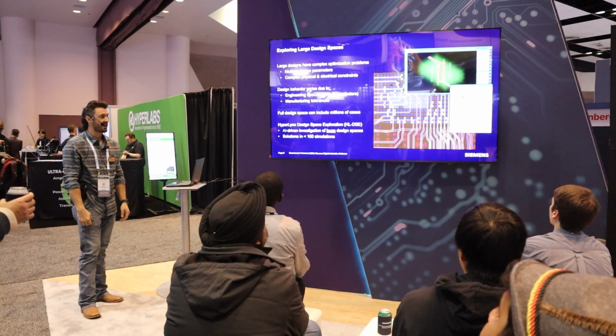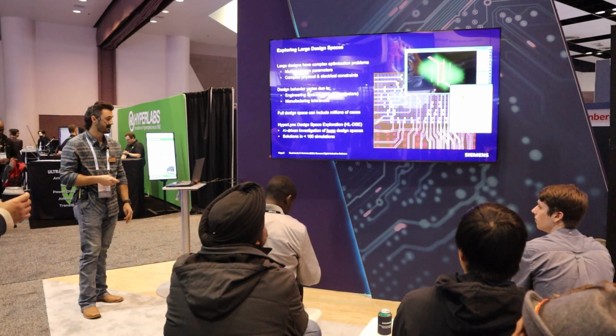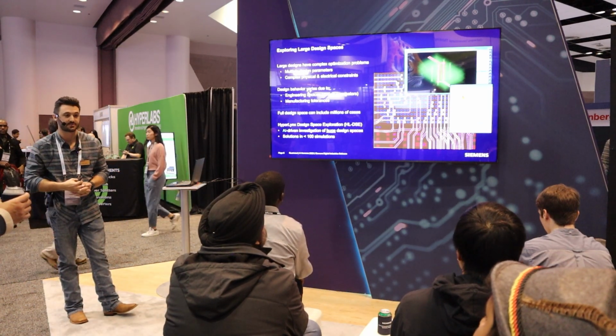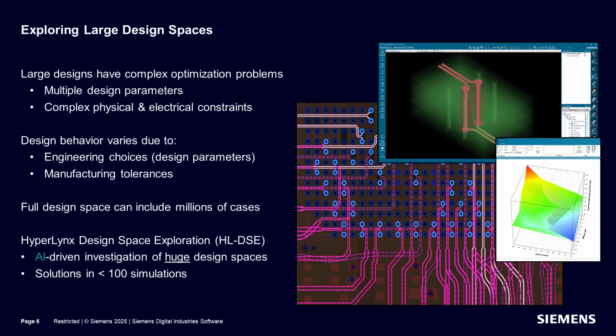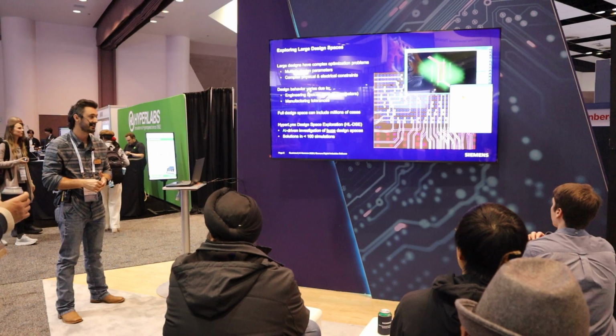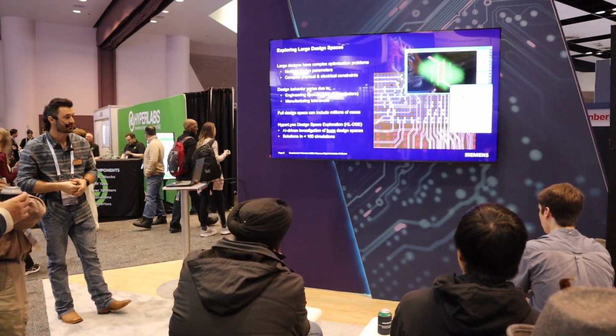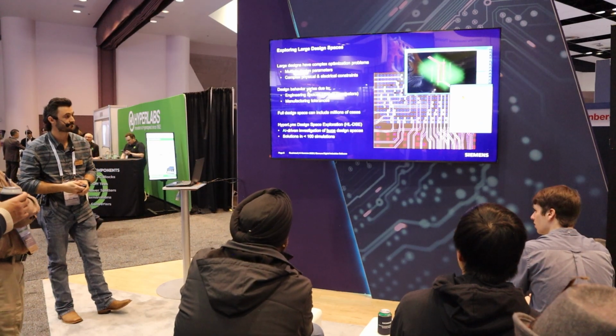Traditional methods that we have like swept parameter analysis or Monte Carlo analysis aren't very practical in a case where we have millions of combinations of design parameters because it would take way too long to simulate all those possible cases. So the solution we have with HyperLynx is called design space exploration, or sometimes referred to as HLDSE. This uses AI-driven investigation algorithms to effectively explore our design space and find the best set of design parameters to meet our performance goals and targets. And the best part is that this solution can find a workable result of the desired design parameters in usually less than 100 simulations.